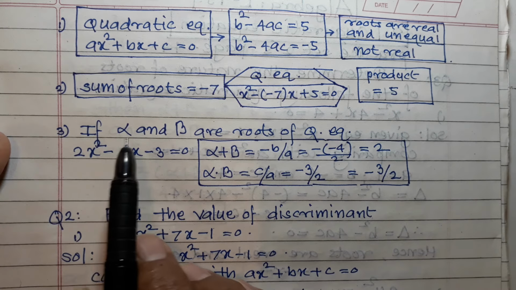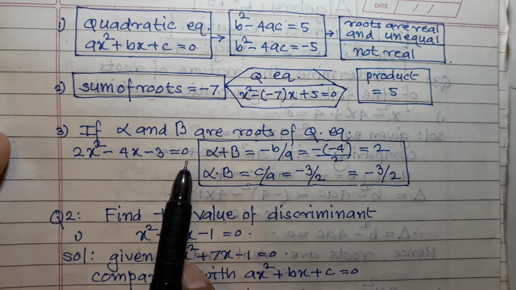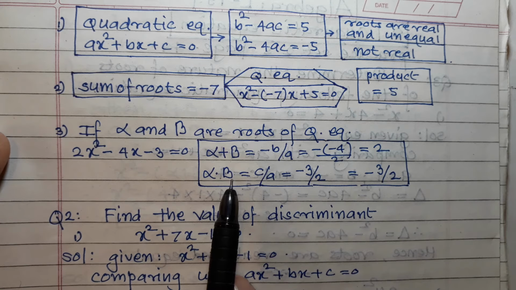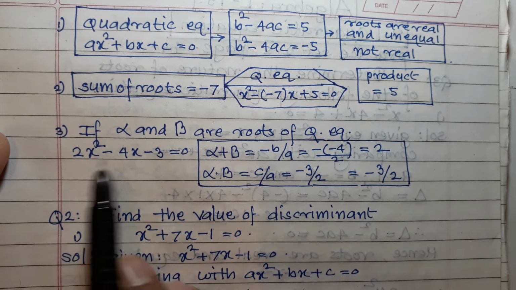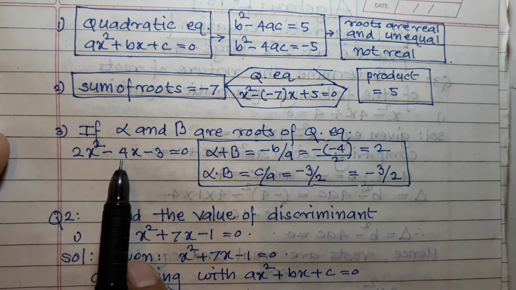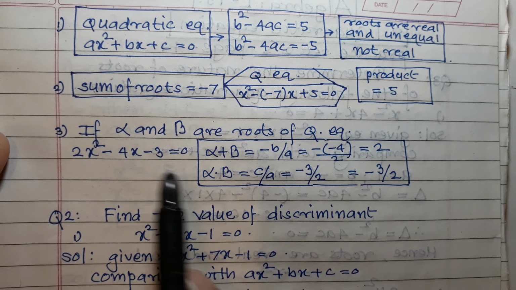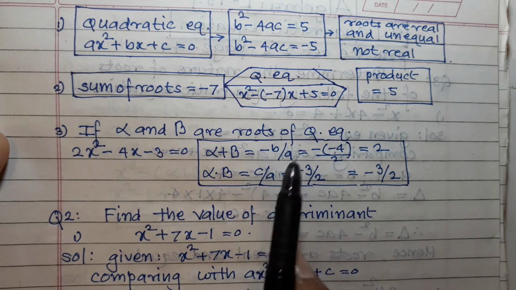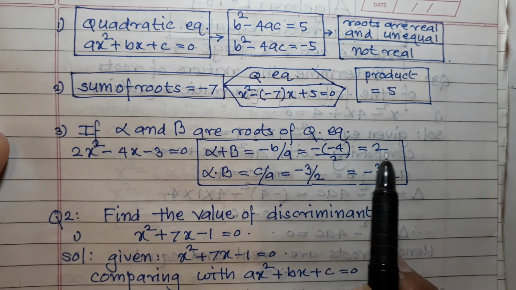Now the third question is this. If alpha and beta are roots of the quadratic equation 2x square minus 4x minus 3 is equal to 0, then write down alpha plus beta and alpha into beta. Now if you compare this equation with the standard form of quadratic equation, a is equal to 2, b is equal to minus 4, and c is equal to minus 3. Now alpha plus beta is equal to minus b upon a. Then here you substitute the values.